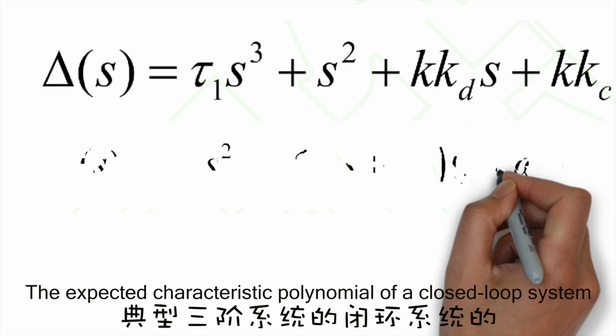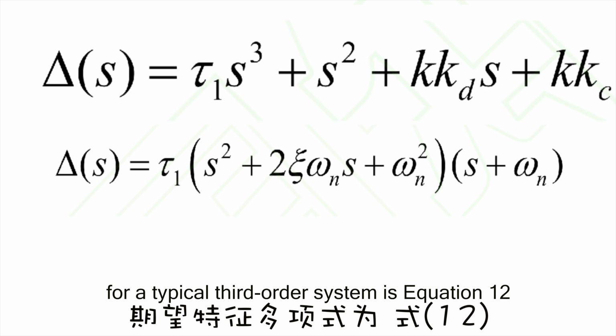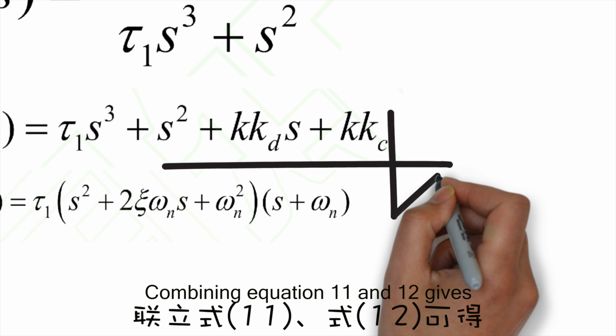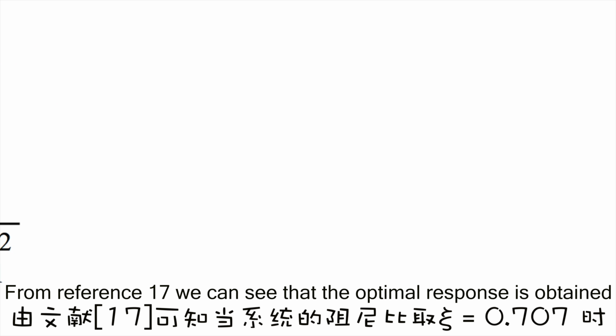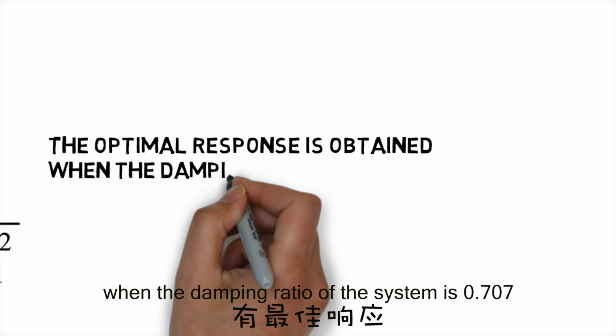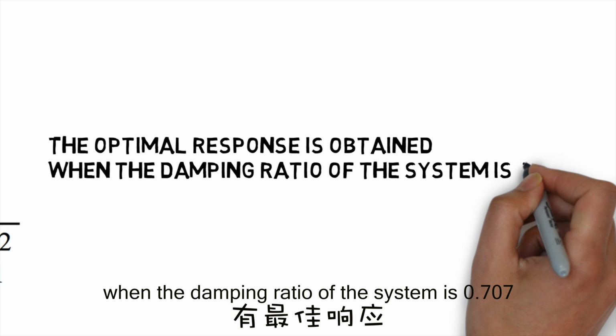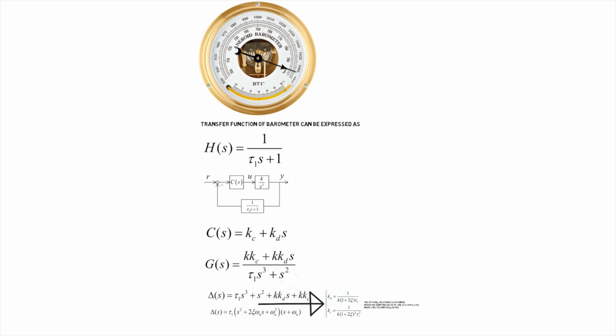The expected characteristic polynomial of a closed-loop system for a typical third-order system is equation 12. Combining equation 11 and 12 gives the controller gains. From the reference, we can see that the optimal response is obtained when the damping ratio of the system is 0.707. Name this PD controller PD1.